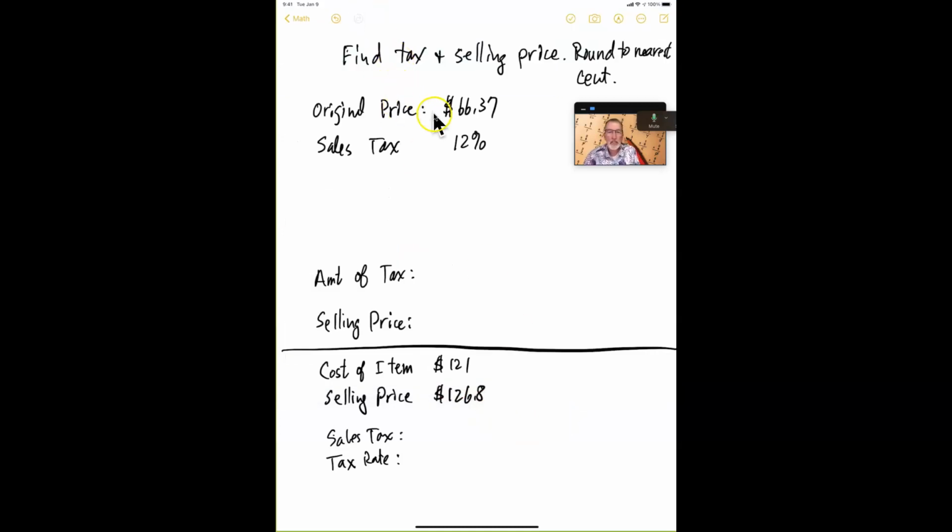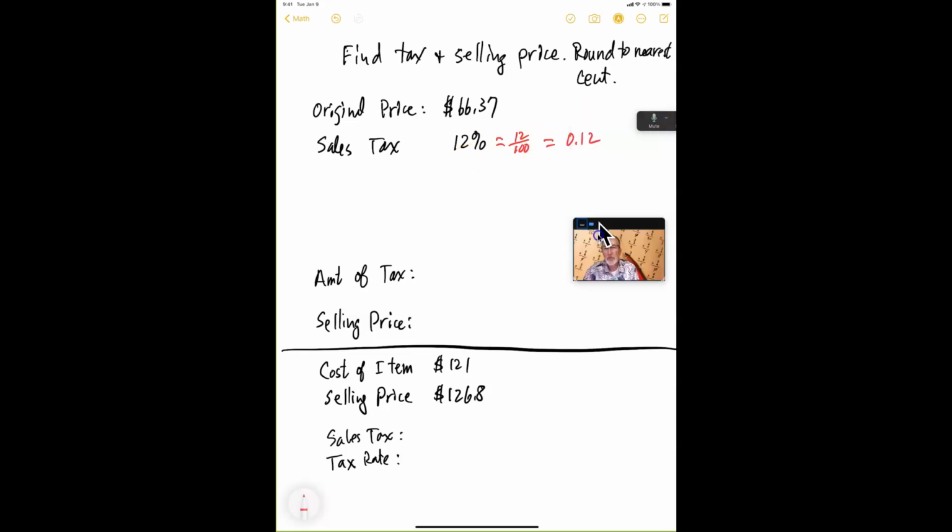Our original price was $66.37 and the sales tax was 12%. So if we wanted to convert that 12%, we could write this as 12 over 100, or we could write this as a decimal, 0.12. So we know that when we have a percent, a sales tax, this is multiplied by this number, and that gives us the amount of the tax. Okay, so we need to multiply, and you can use your calculators for this.